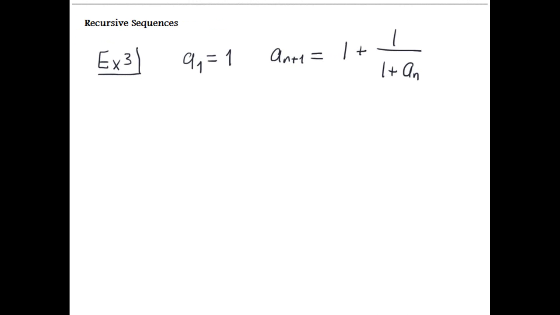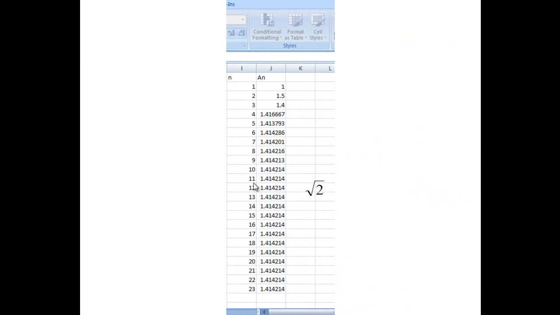This is example 3 of the recursive sequence. I need to prove it is monotonic and bounded. Therefore, I use it one more time, spreadsheet Excel. Okay, again I put in 23 terms of the sequence. You can see that this converges faster than this. The value it converges to is radical 2, 1.414214.